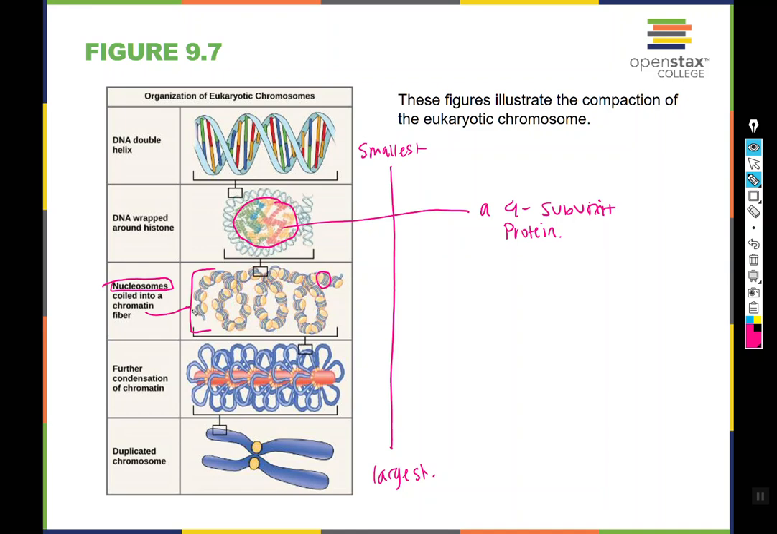And then when it comes time to duplicate the DNA in preparation for division, all the DNA gets copied, and the copied DNA is organized into these X-shaped structures called chromosomes. So that's how those work.